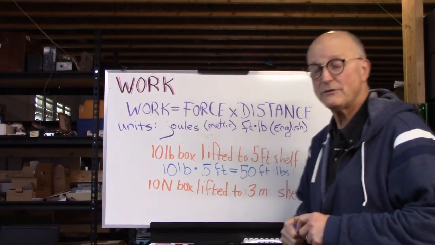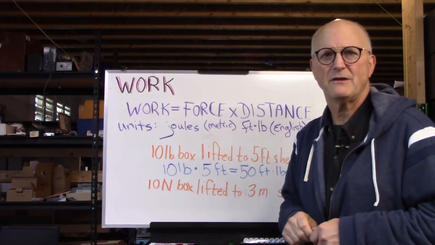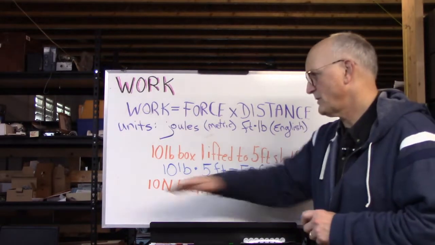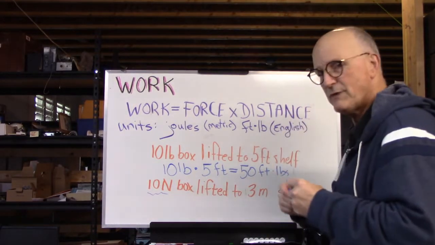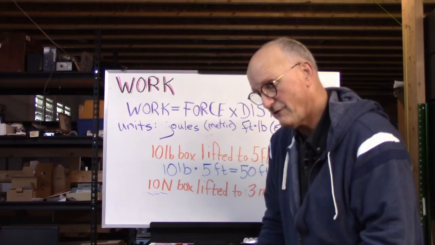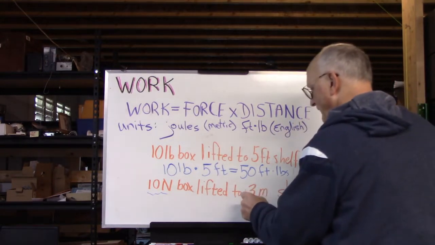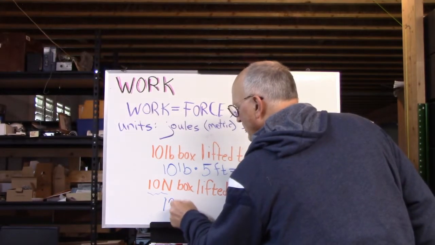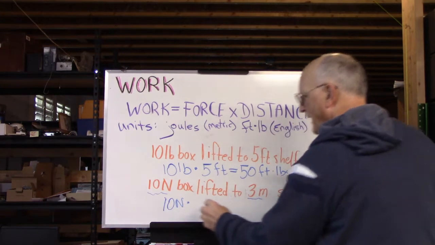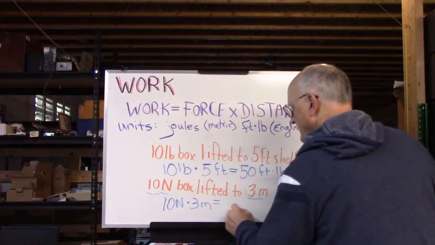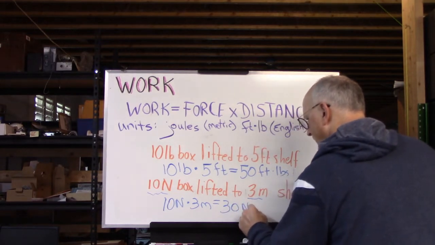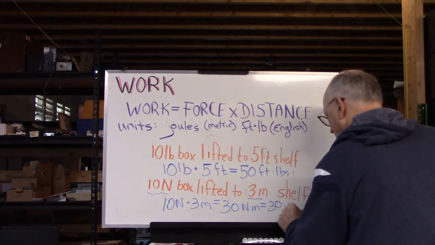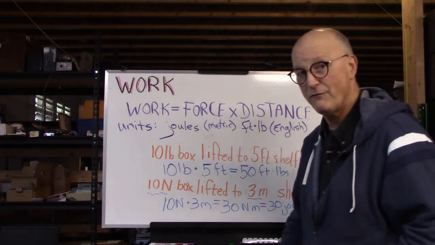So now we're going to go over into the metric system, because in electronics everything is done in the metric system. We talk about joules of energy in electronics. So we're going to have a 10 Newton box. That means it weighs 10 newtons. It takes 10 newtons of force to lift it off of the floor. And we're going to lift that box onto a shelf that is 3 meters off of the floor. So we have 10 newtons of force being applied to move it 3 meters, which gives us 30 Newton meters of work, which is the same as 30 joules of work to move that box from the floor up onto the shelf.